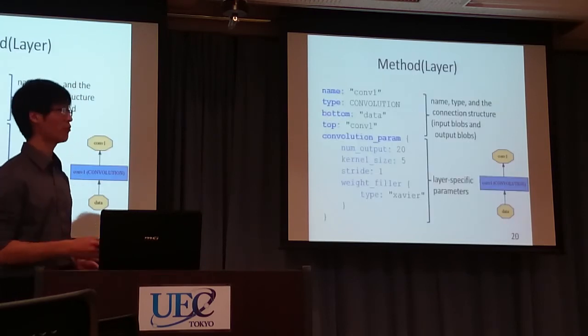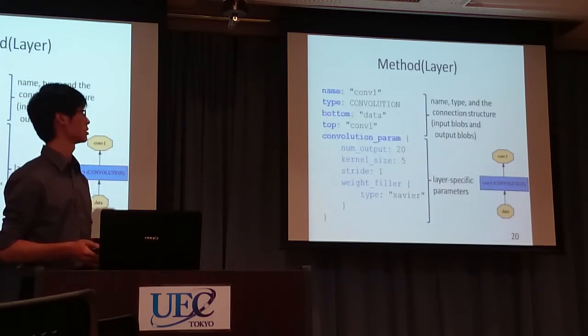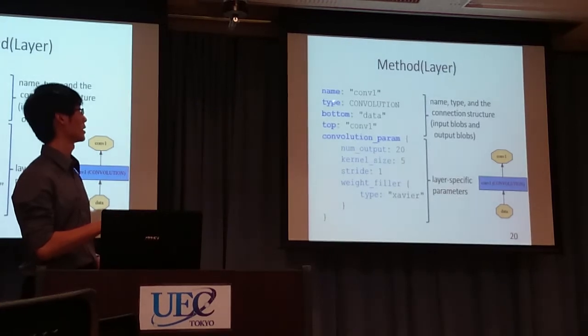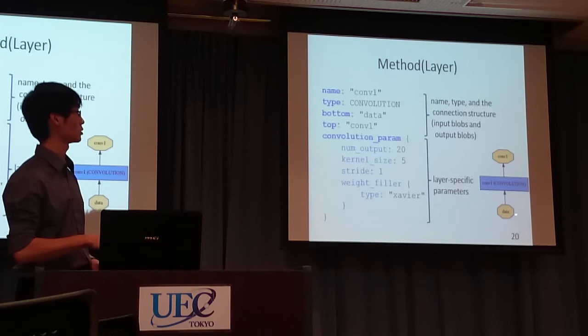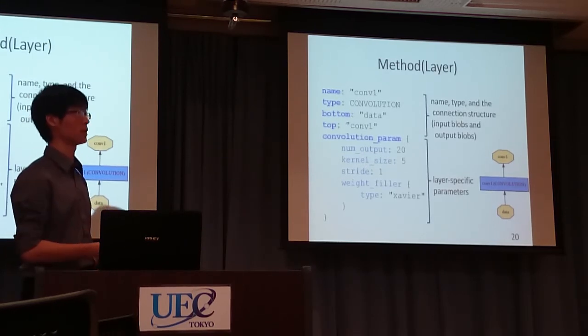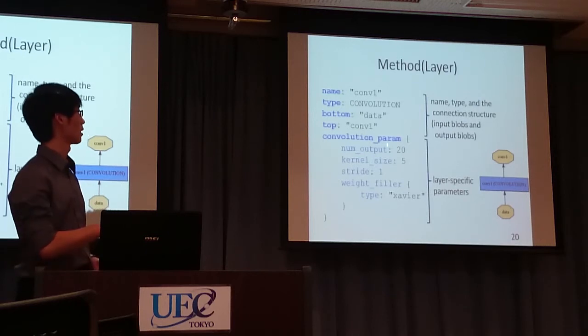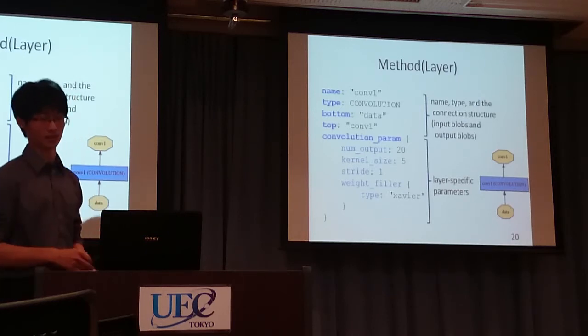Every layer has parameters, like what method we use and the connections. The bottom one is maybe the input, and the output one maybe the first layer or second layer. And here is the mask we can decide.